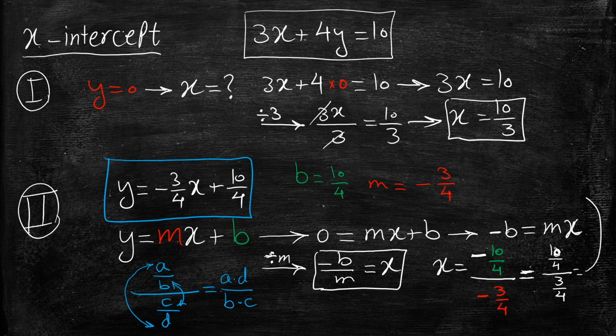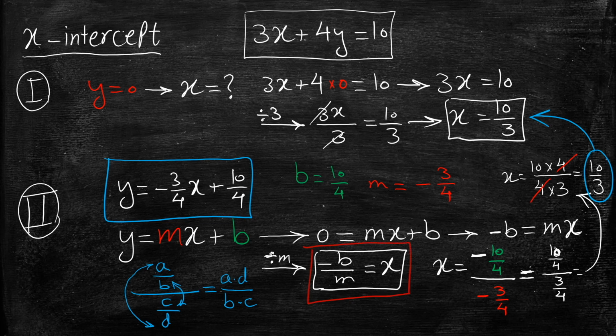So remote times remote, I'm going to write this here. 10 times 4, divided by close times close, 4 times 3. Excellent. Now this 4 on the top cancels with the 4 at the bottom, and you get 10 over 3. That's exactly the x-intercept that we got here using the second method. So if you receive a linear equation in the general format, immediately you know the x-intercept, you can find it using this formula, minus b over m.